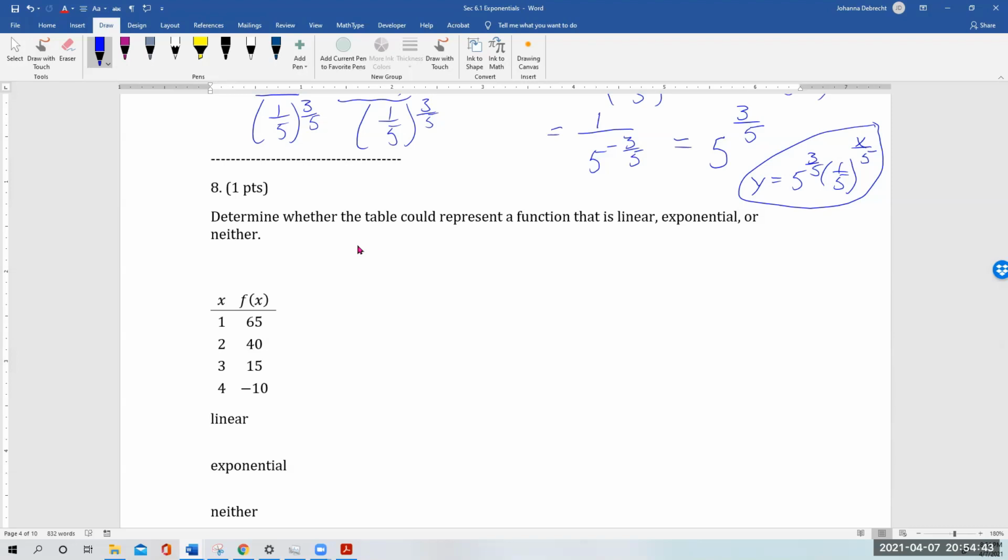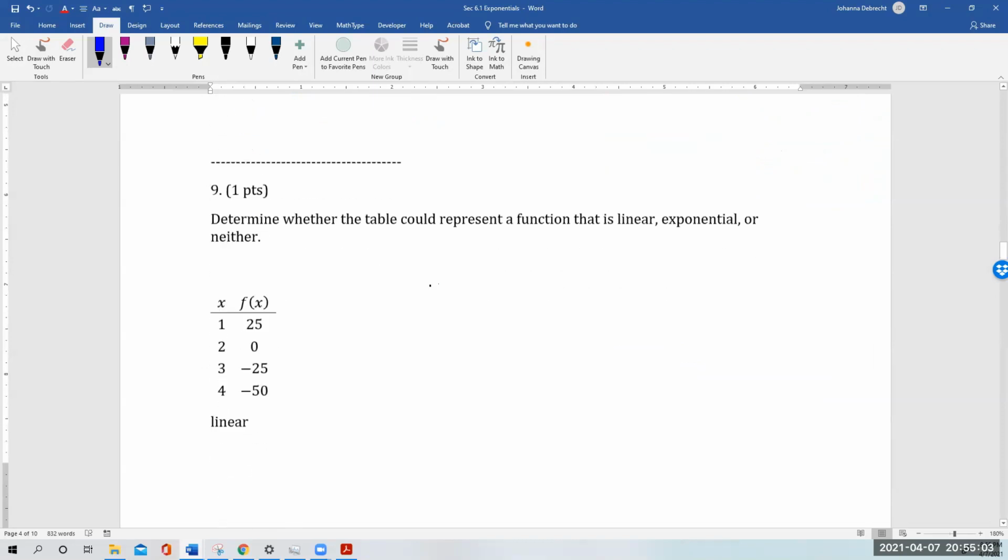Then it decreases from 40 to 15, which is also a decrease of 25. And then it decreases from 15 to -10, which is also a decrease of 25. Since the decrease is the same every time, that makes it linear. Let's look at the next problem.